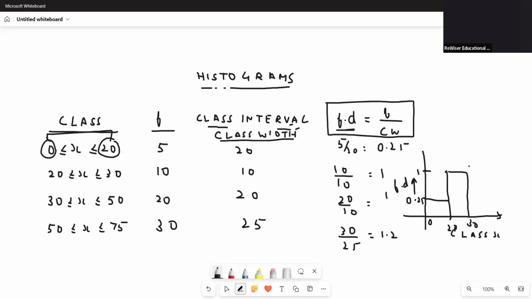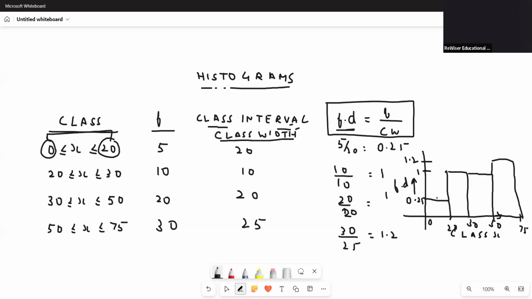Again, from 30 to 50, the frequency density is 1 again. That's 20 over 20. Now if we look from 50 to 75, I have to extend this to 75, and the height is 1.2. That's how we plot it. So that's how a histogram is plotted from the given data of the class interval. I'll give you a minute to note this down. I hope all of you have written this.